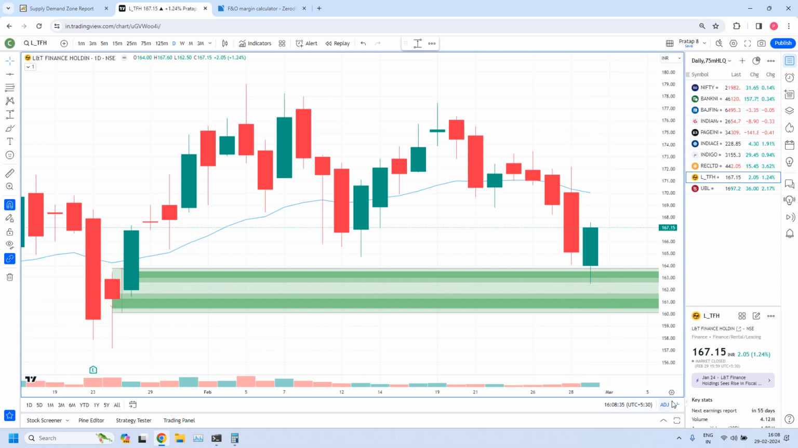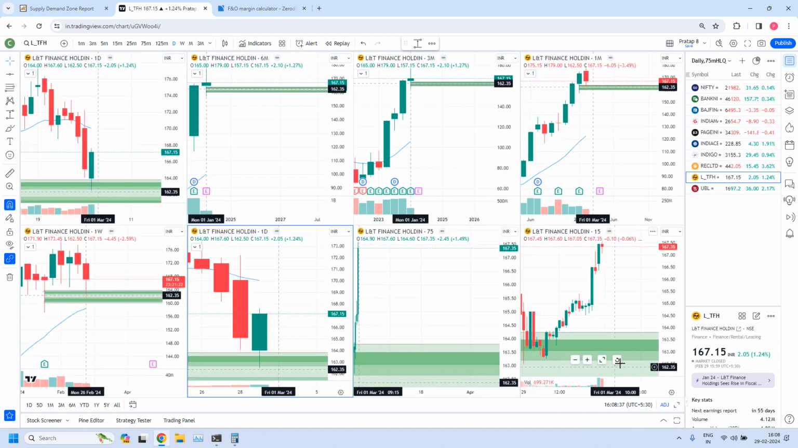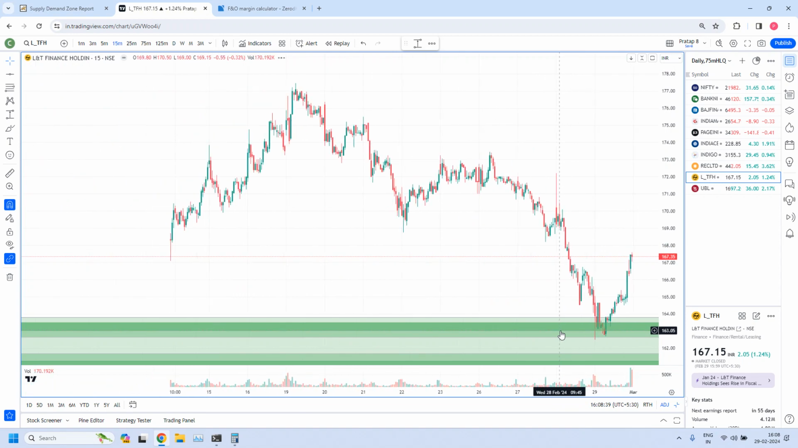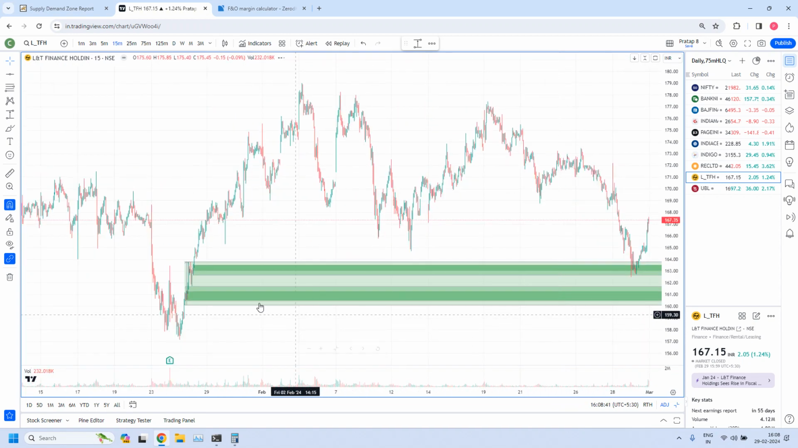Definitely there are some 1 minute zones there. Who knows? But we can't analyze the data because data is not available. This is Jan 24, February. Oh, data will be available then. 1 minute data will be available.